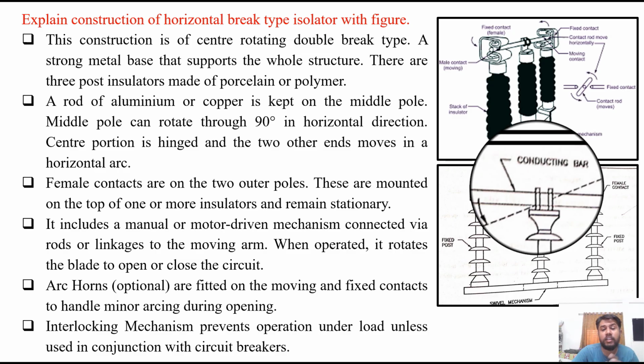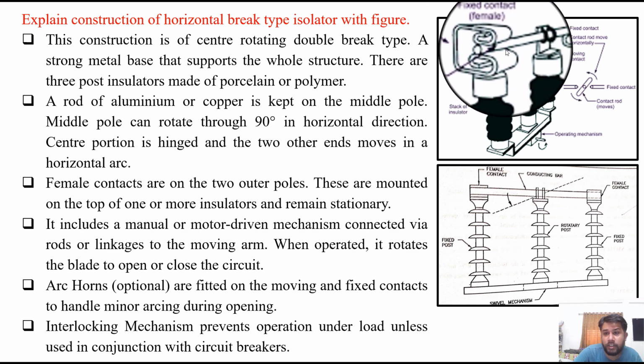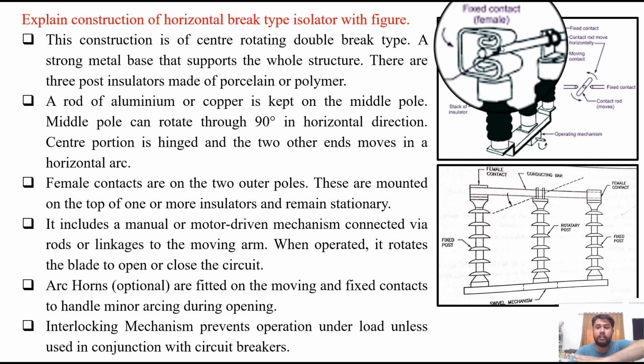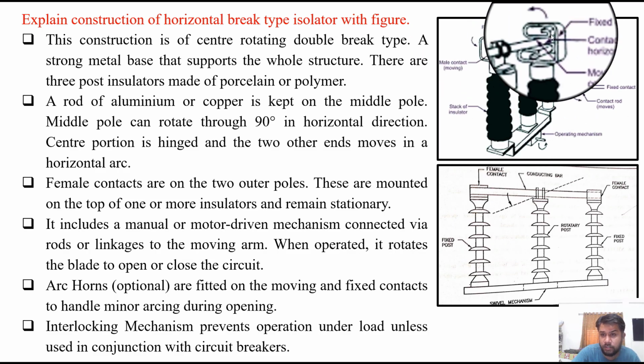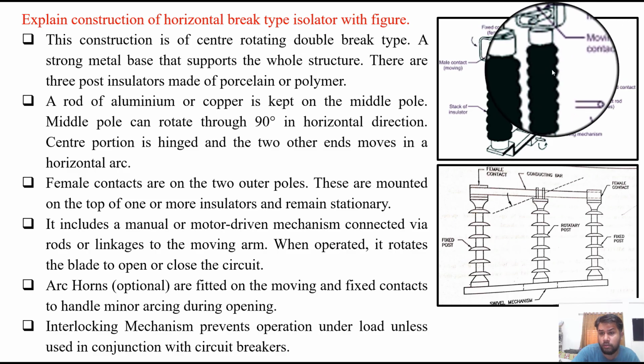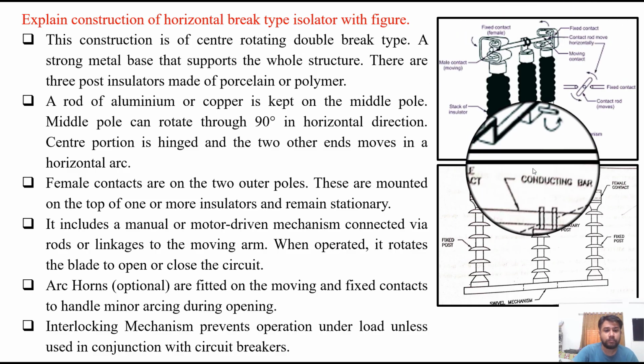Female contacts are on the outer poles. These are the female contacts where this pole can insert. These are mounted on the top of the one or more insulators and remain stationary. These female contacts remain stationary on this number 1 and 3 pole in this direction.